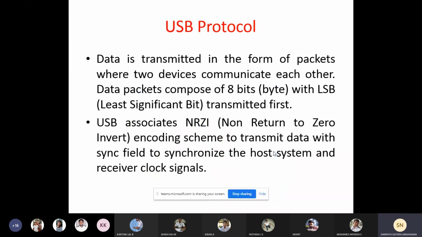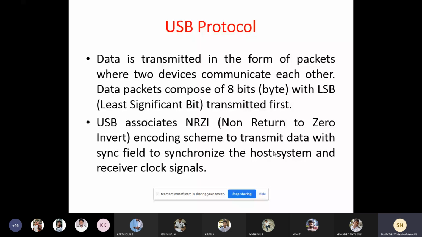And now the format of how data is transmitted in USB. In USB, the data will be transmitted in the form of packets. A packet is nothing but a group of bits. Each data packet is composed of 8 bits, that is 1 byte, with the least significant bit, that is D0, transmitted first.